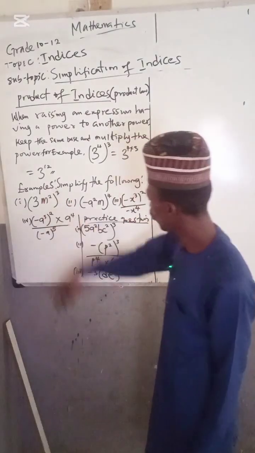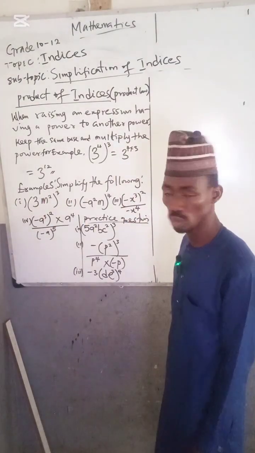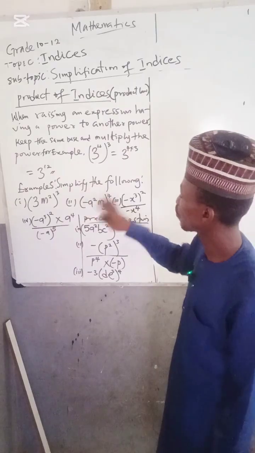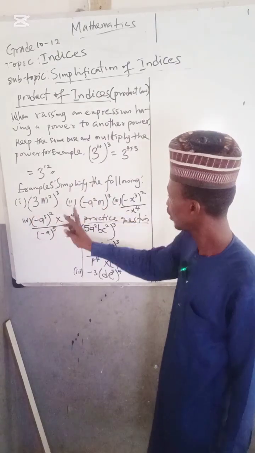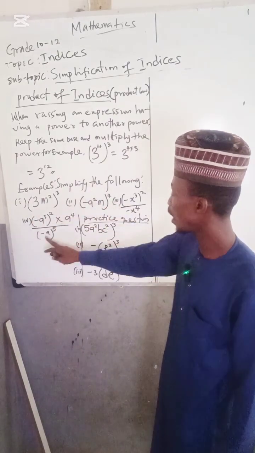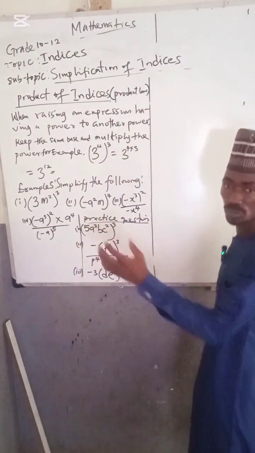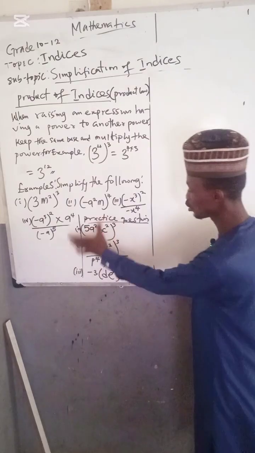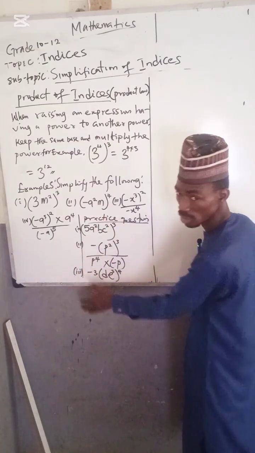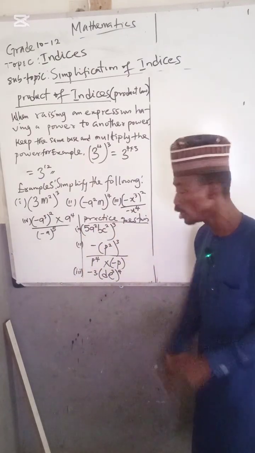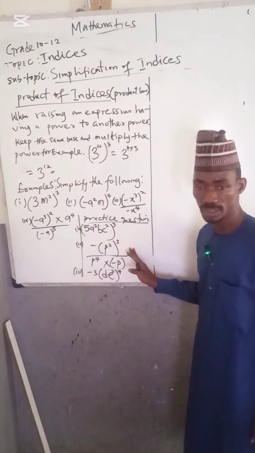Now, we have some questions. At the same time, practice questions to follow. Simplify the following. You can see this one, question 2, question 3, and 4. We will be doing this in this class, and the students with us, you do this, drop your answer in the comment section as well. Try as much as you can to show your workings.